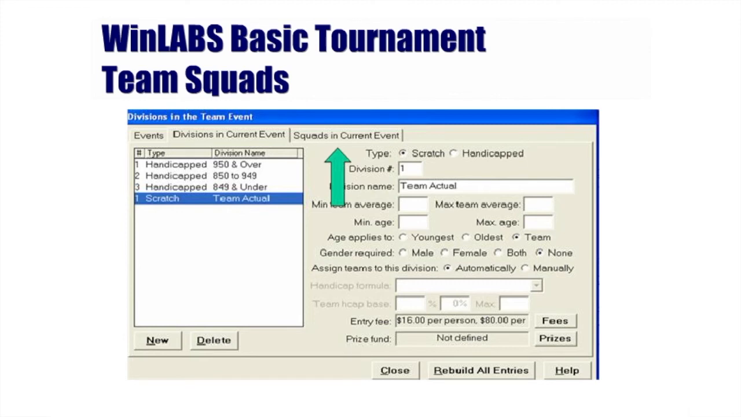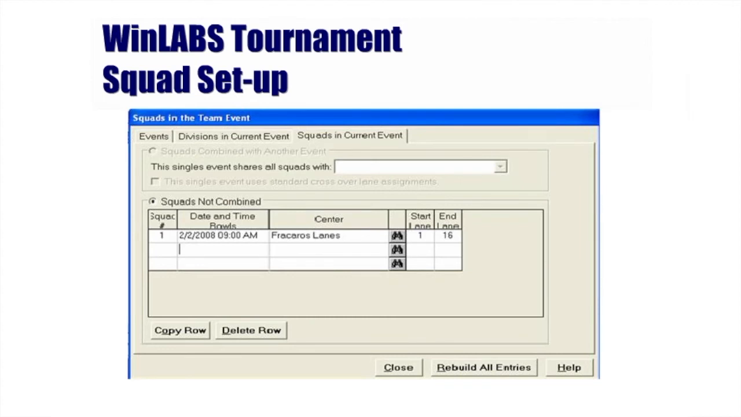It is now time to create the team squads. Click on the squads and current event to continue. Each event can have their own squads. Quite often the doubles and singles are bowled together. In those cases you should create the doubles first. Later, when creating the single squads, you would indicate that they are shared with the doubles. You do not have to create them twice.